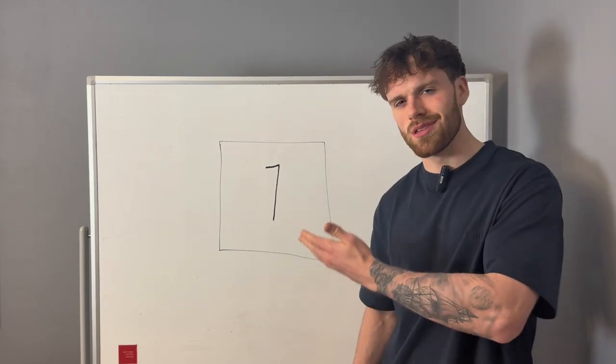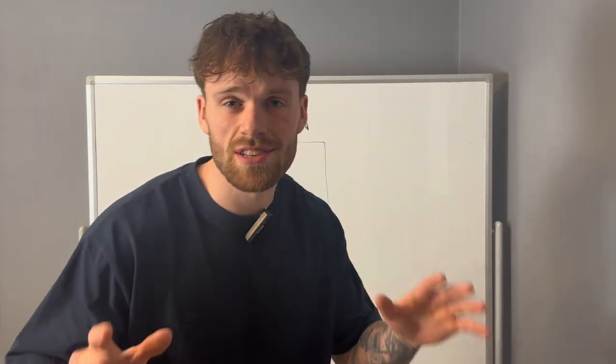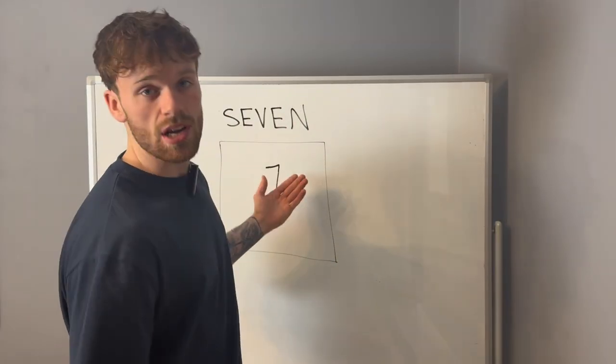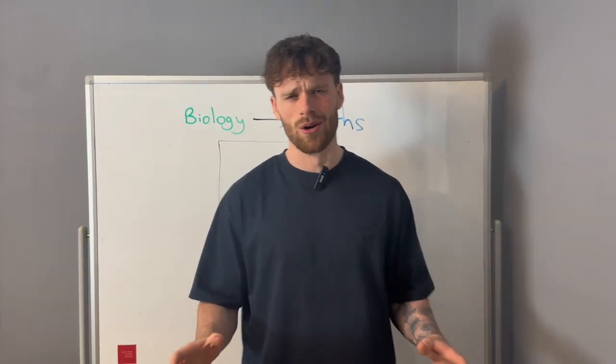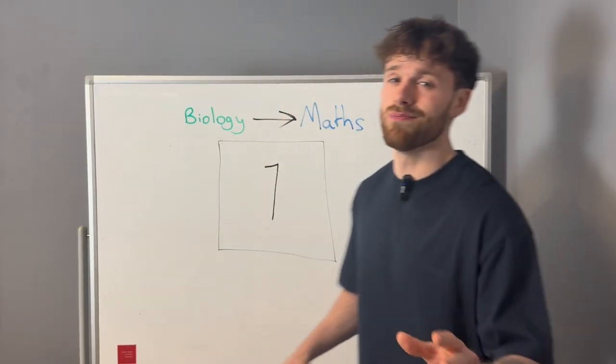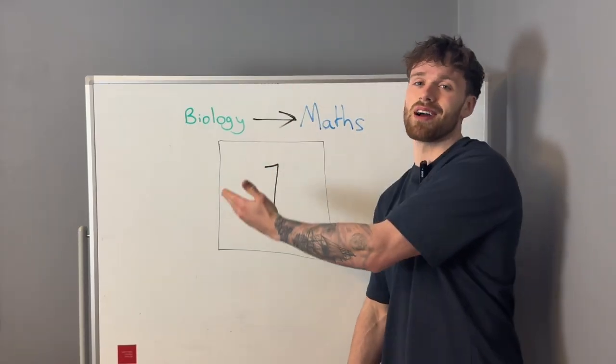What number do you think I've drawn here? If your answer was 7, you'd be correct. But how does a machine know this? And no, it isn't magic. It's simply maths based on biology.